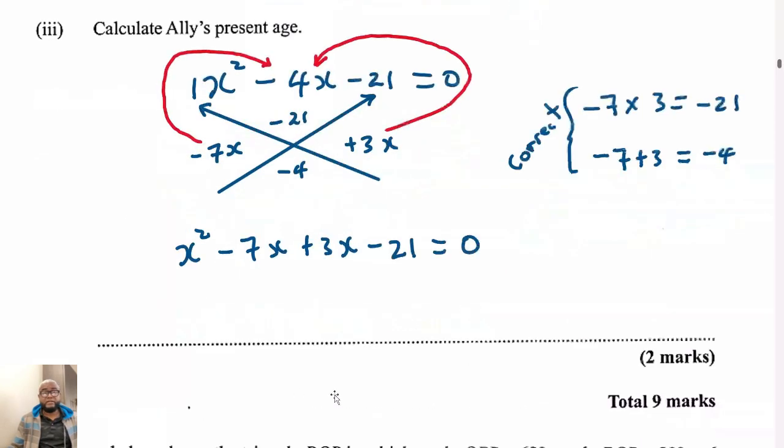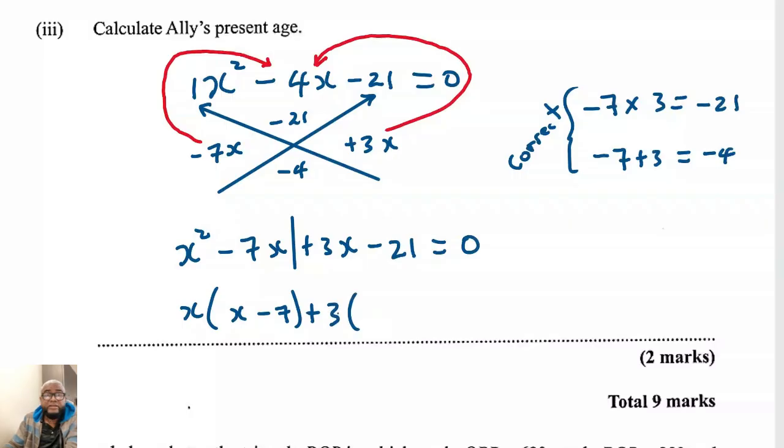Right? Watch it. It's 4 terms, so we factorize 2 at a time, right? So x into x squared would leave me with x. X into negative 7x leaves me with negative 7. Bring down the plus. What could go into 3x and 21? The HCF, 3. 3 into 3x leaves me with x. 3 into negative 21 leaves me with negative 7. And this will be equal to 0.